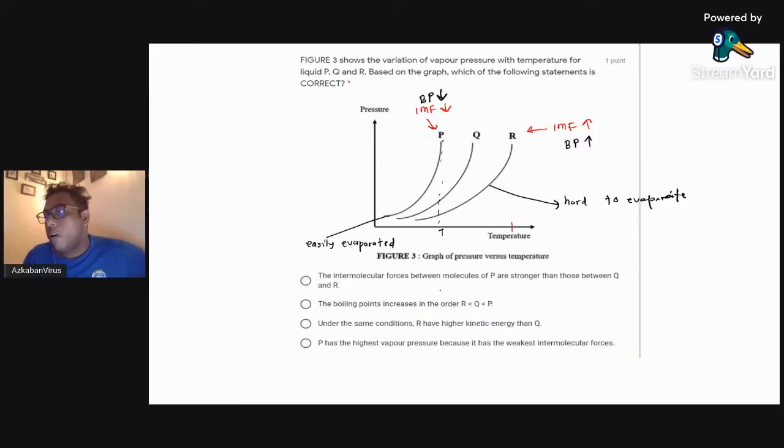Okay, boiling point increase in order of R. R paling tinggi, paling rendah boiling point compared to Q and P. Salah. Under the same condition, R have higher kinetic energy than Q. Tidak ada kaitan because dia bergantung dengan temperature. P has highest vapor pressure because it have the weakest intermolecular forces. Betul. Okay.